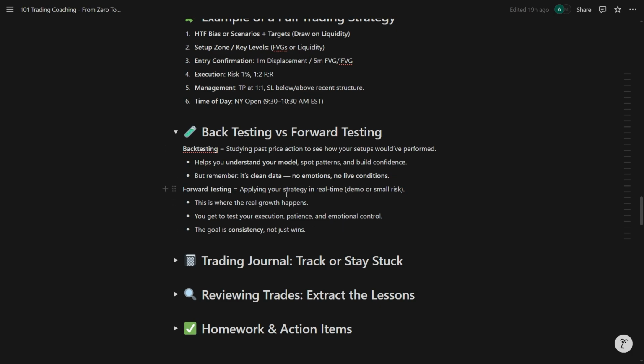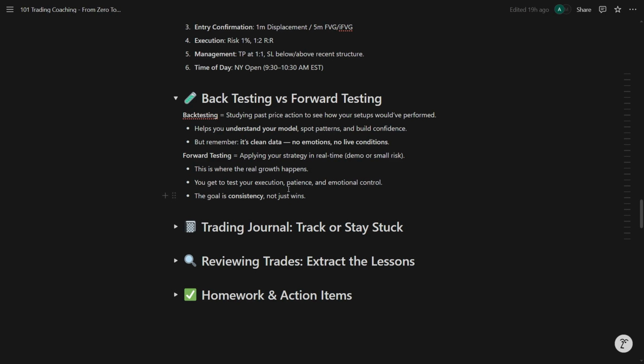So forward testing is you're applying your real strategy in real time, and basically this is where you will grow the most because you'll journal them and you will basically extract the lessons from your trades. So we're going to go into this deeper soon. And the goal with forward testing is basically consistency.